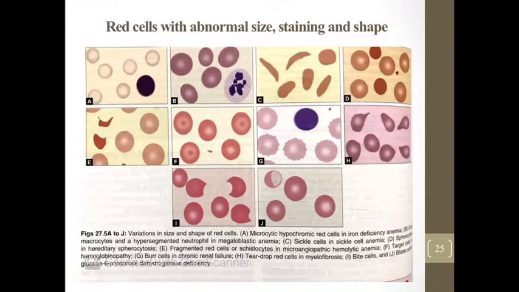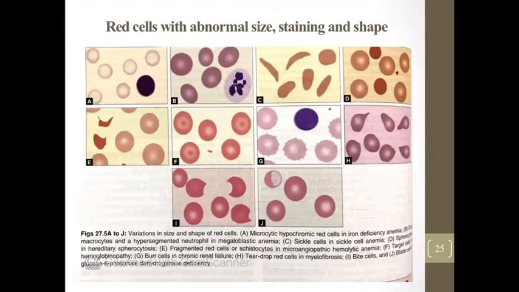Third is a sickle shaped cell. RBC become sickle shaped. Fourth is a spherocyte: darkly stained red cell, smaller in size, without the central pallor, seen in hereditary spherocytosis. E is a fragmented red cell or schistocyte, seen in microangiopathic hemolytic anemia. F is a target cell, seen in thalassemia, iron deficiency anemia.